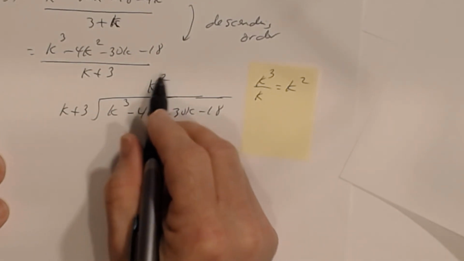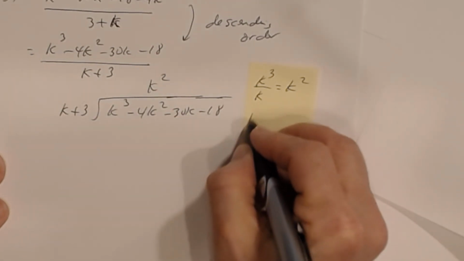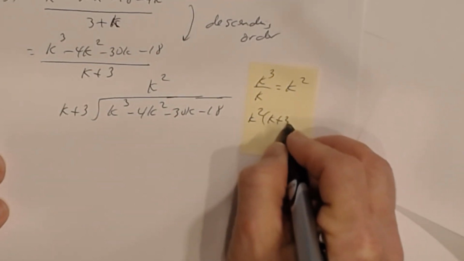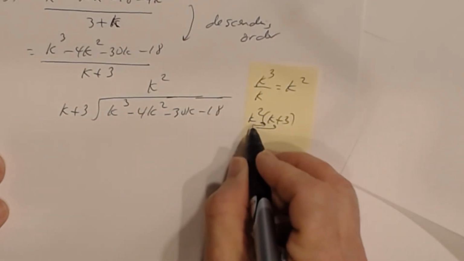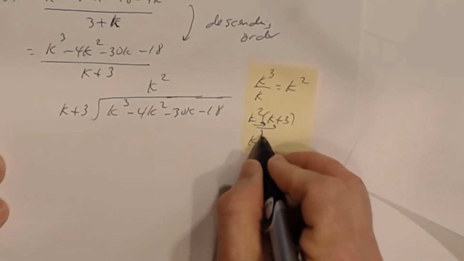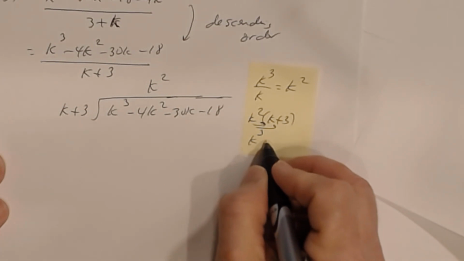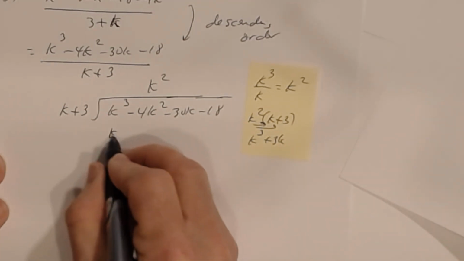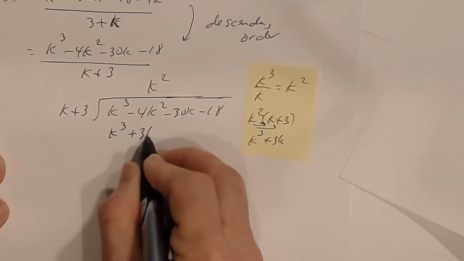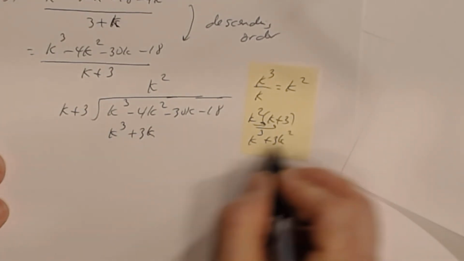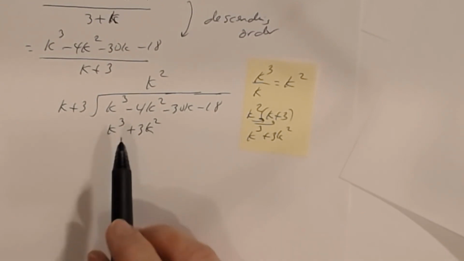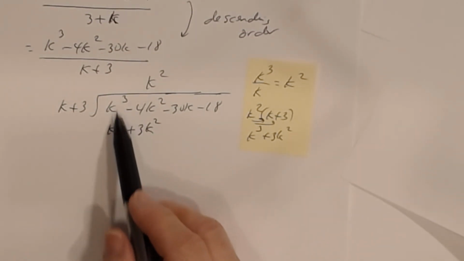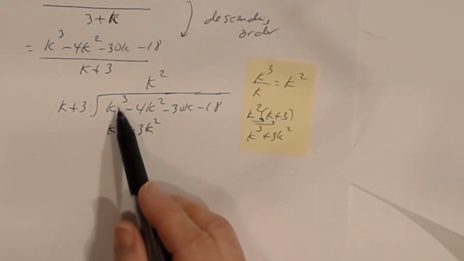So now you're going to take this. The next step is to take this, multiply by your divisor. So you're saying k squared times k plus 3, and then multiply. K squared times k is k cubed. K squared times 3 is 3k squared. Take that, put that here. K cubed plus 3k squared. If you're doing this correctly, remind you, these ought to be the same. Okay, remember that? See what happens?